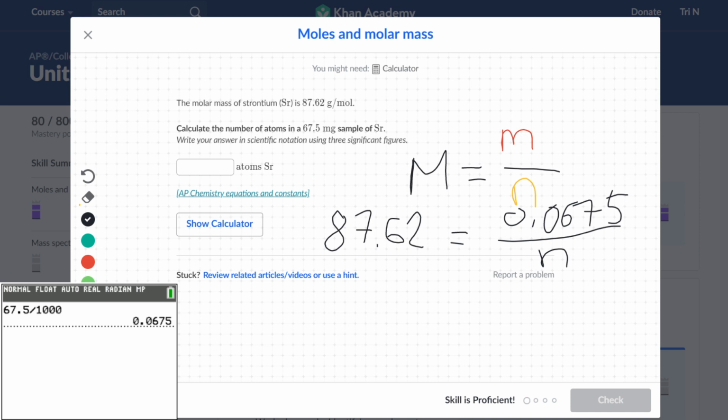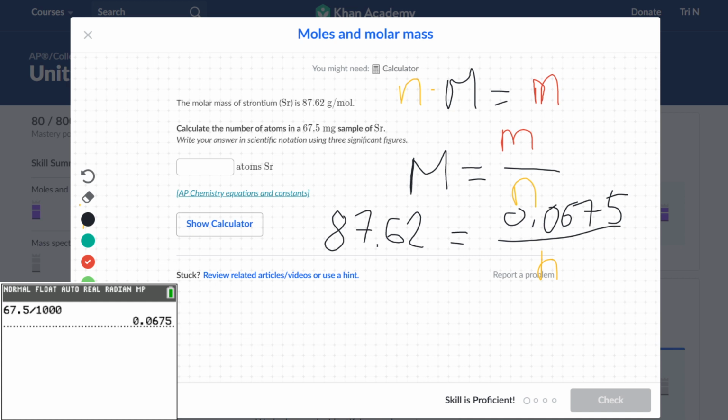The way we can find n is we're going to manipulate this formula a little bit. So we have M is equal to m over n. We want to find n, so we want to isolate n by itself. How are we going to do that? We're going to multiply both sides by n. When we multiply n on both sides, we cancel the n in the denominator of m over n. Therefore, we have n times M, and that should be equal to the mass, which is m.